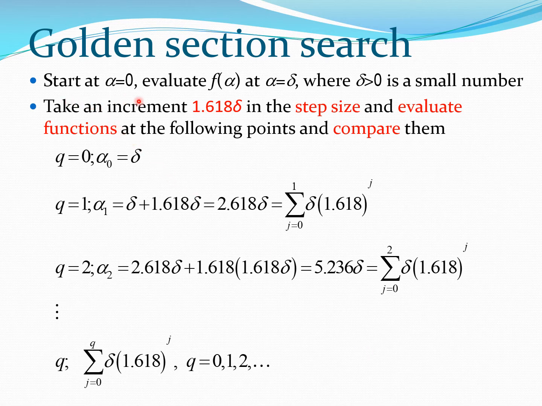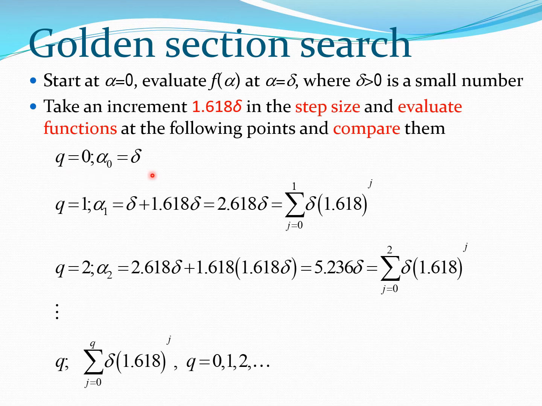So what we do here is that we start from alpha is 0 and find the value of the function at the value delta. Alpha is delta, where delta is a very small number. So this step is very similar to the previous method we have used. Now instead of taking it at 2 delta, 3 delta, 4 delta and so on, we start moving by putting in 1.618 delta in the step size. So we add 1.618 delta in the step size and find the functions at the following points and compare them.